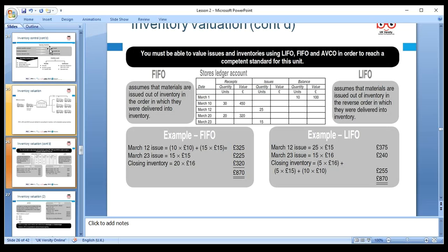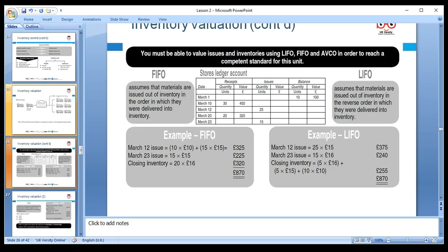First is first in first out. The FIFO method means anything you buy first should be issued first. So on March 1 we have 10 units worth £100. Then on 10th March we bought 30 units further, which cost us £450. So 450 divided by 30 is £15 each unit. If we add 10 plus 30, we have a total of 40 units, but the cost is £550. Now we are issuing 25 units.